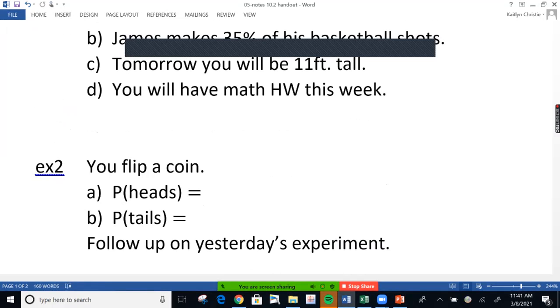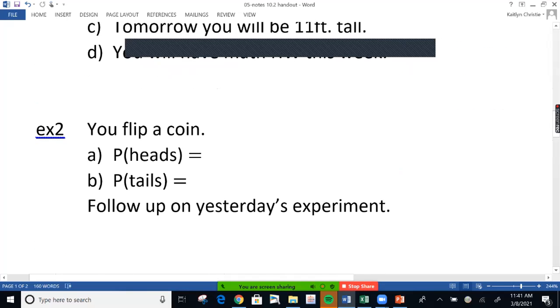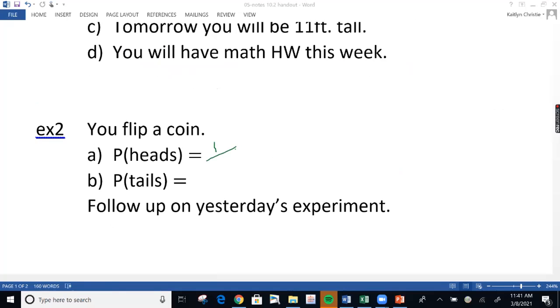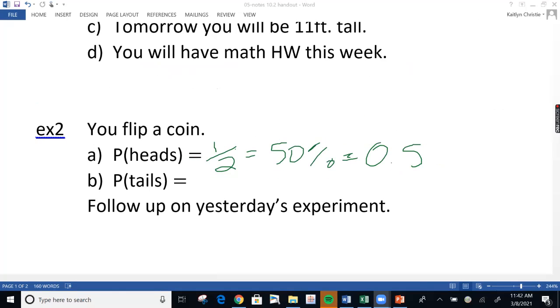For this one, let me go back up to it, we're looking at the probability of an event, because it says P of the event. So we're going to list the number of favorable outcomes over the number of possible outcomes. So the probability of getting heads is 1 out of 2 possible choices, which is going to be 50%, or you could say 0.5. So any of those 3 answers would be correct. And it's actually the same exact thing for tails, 1/2, and so on and so forth.